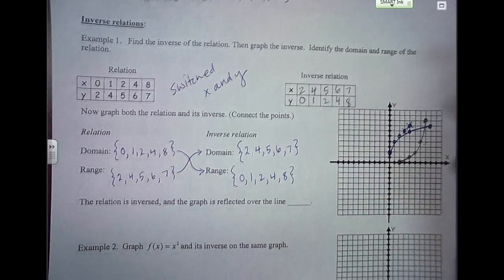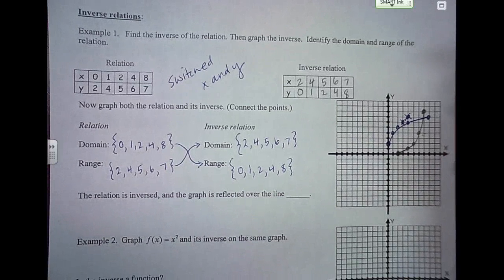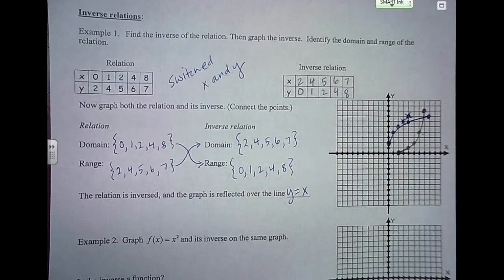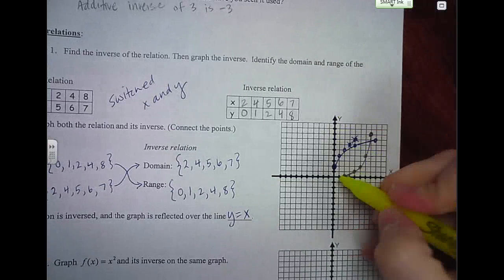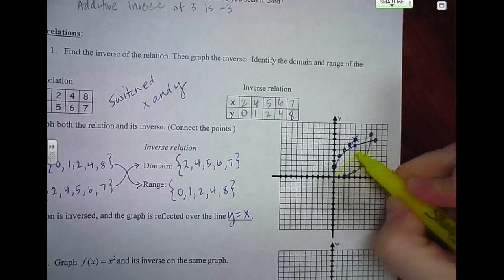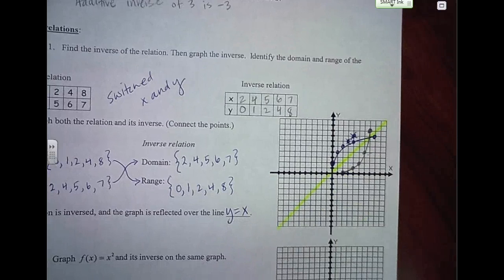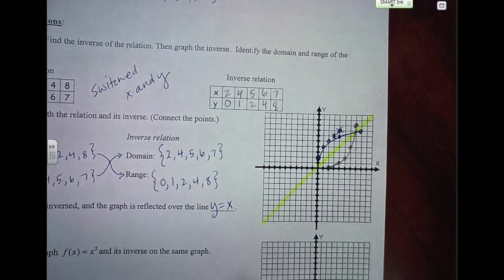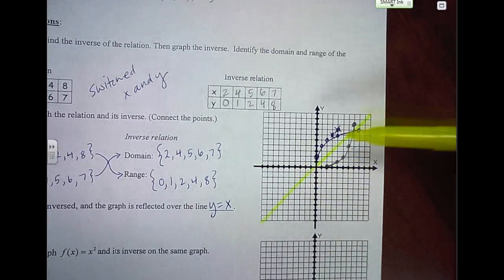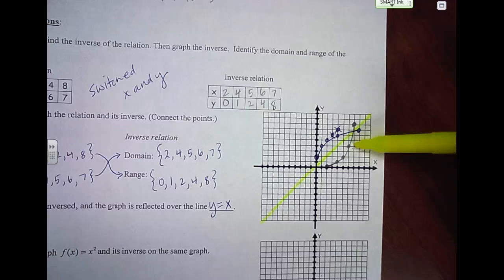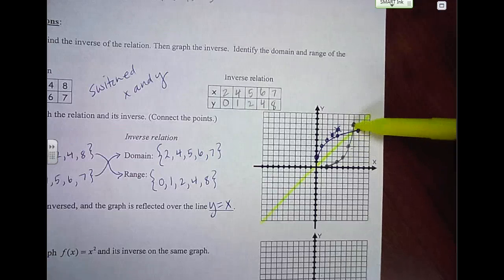Okay, so it says the relation is inversed and the graph is reflected over the line y equals x. If I draw the line y equals x, it goes straight through the origin and it has a slope of 1. If you have a relation and its inverse, it gets reflected over this line. If I take every point on the relation, which is the blue one, and flip it across, I'm always going to go directly across like a mirror image. And then this one gets flipped over here.